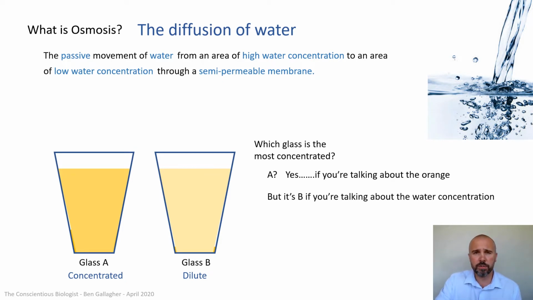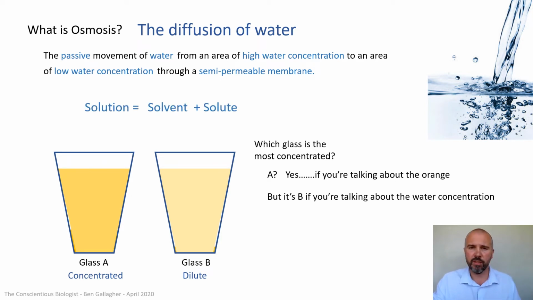But if we're talking about osmosis, then we're talking about the water concentration. And glass B has a higher concentration of water particles than glass A. It has less orange, which means it has more water. It's about the comparison between the two. So essentially what we're talking about here with osmosis, and we're talking about the water concentration and the stuff dissolved in the water, we have to go back to your sort of year 7, year 8 stuff, and we have to think about this solution, the concept of solutions.